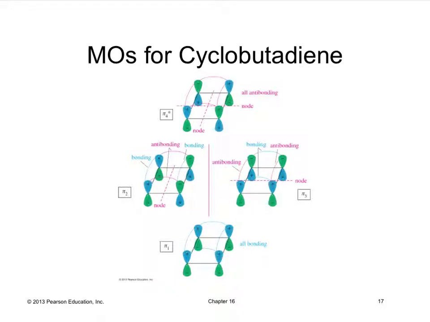If we look at cyclobutadiene, pi 1 is all bonding, so they're overlapping. Then you have a node going vertically as well as horizontally, which would be pi 2 and pi 3. Then finally you have pi 4 star, in which you have 2 nodes, and all of them are antibonding.